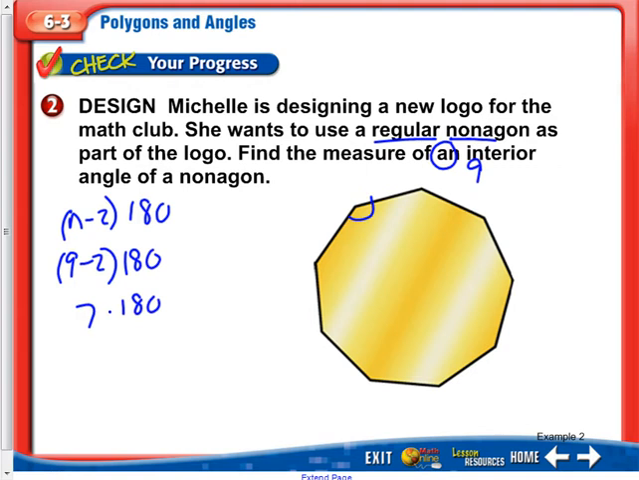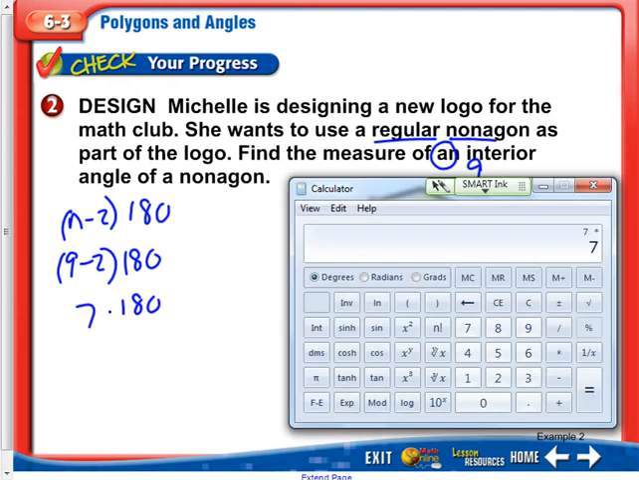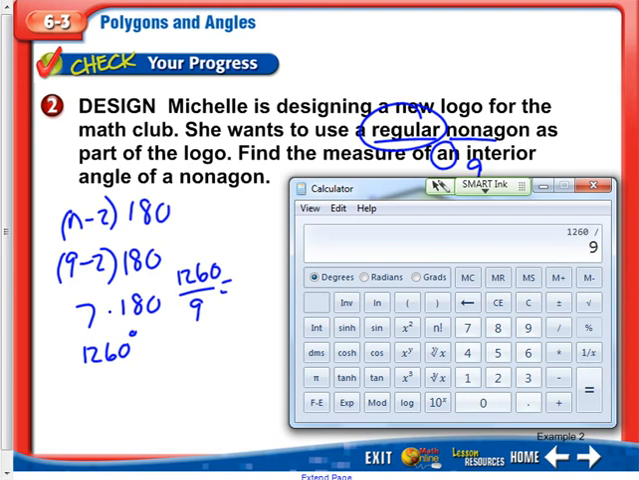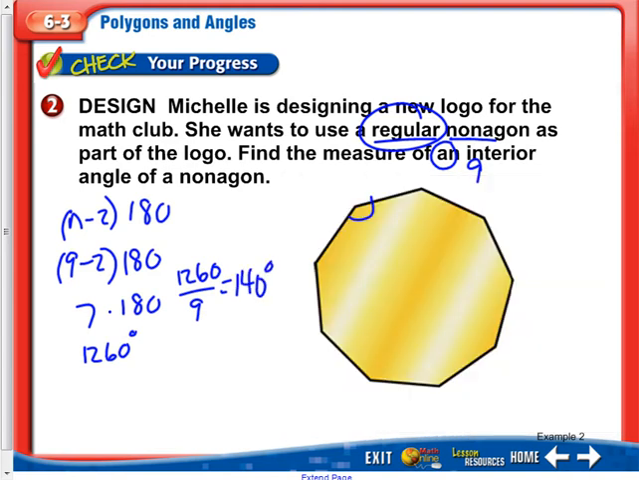And now we got to find the total sum. 7 times 180 degrees is 1260. So there's 1,260 degrees in the entire thing. Now we need to take 1260 and divide it by 9. The reason we can do this is because it's a regular nonagon. So let's take 1260 divided by 9. So there are 140 degrees per angle.